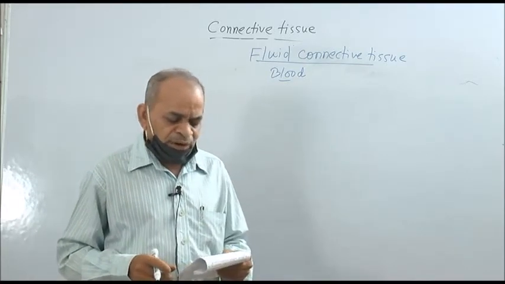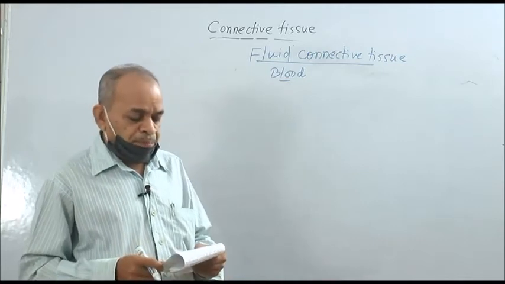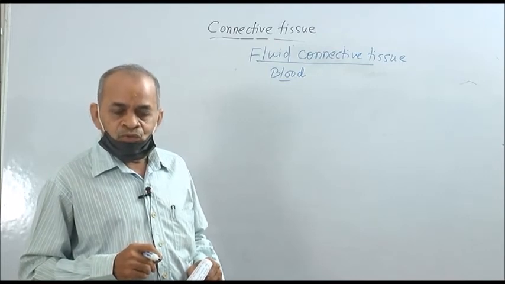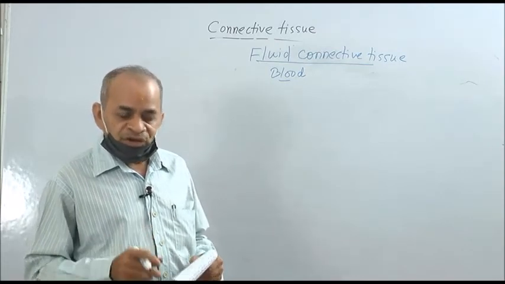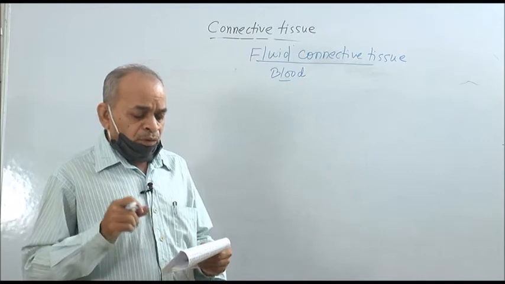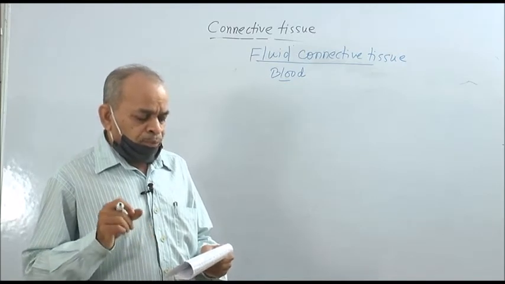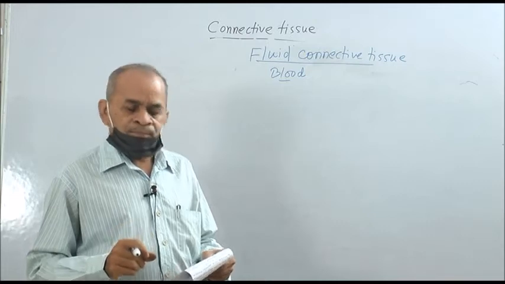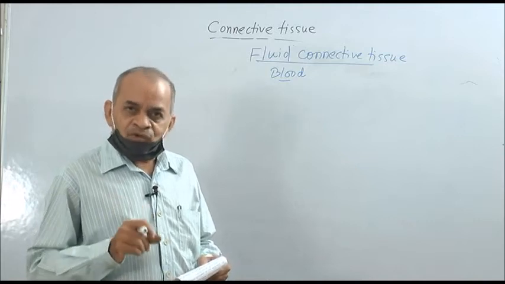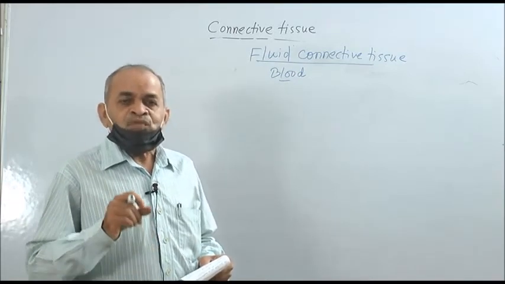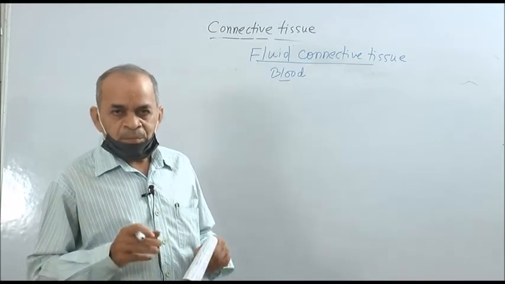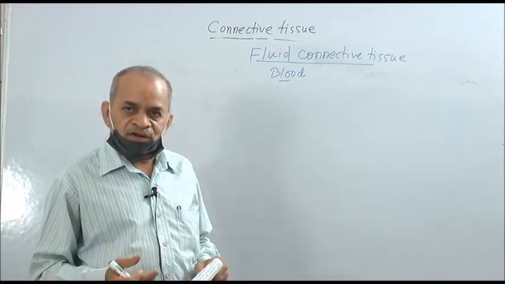So blood is considered as a connective tissue because of two reasons. Number one, there is presence of a large amount of fluid matrix or plasma, which is the intercellular substance, that is the matrix, and in the blood it is called plasma.